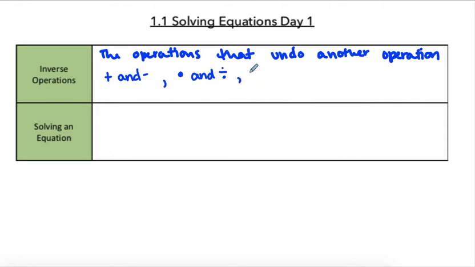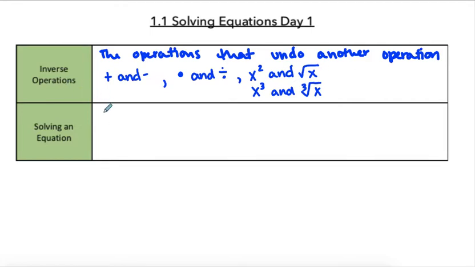Okay, what about squaring something? If I had x squared, how would I unsquare something? That's where we would bring in a square root. And to go along with that, we could have x cubed and a cube root. So these are the main ones that we're going to be using. Mainly when we start doing our inverse operations, we're going to be doing some of the basic ones.